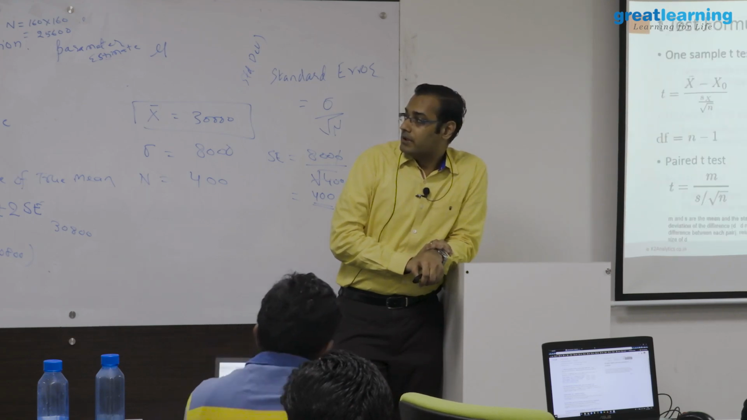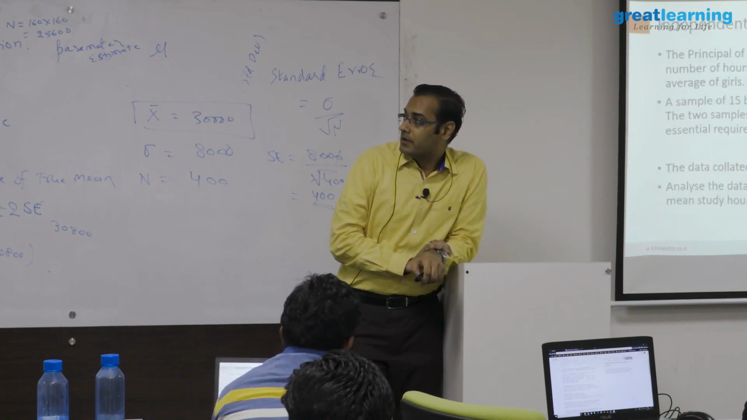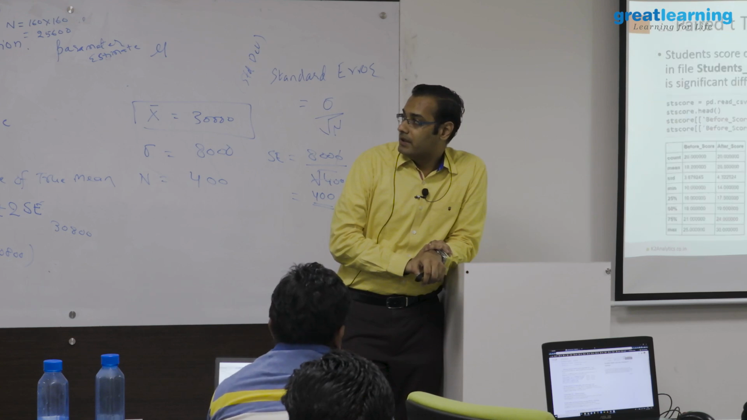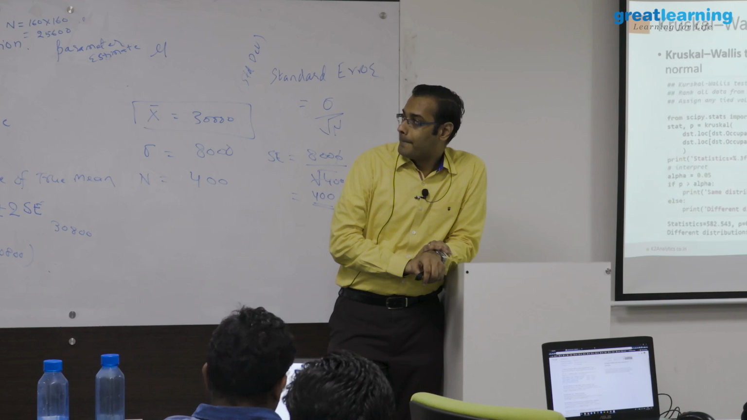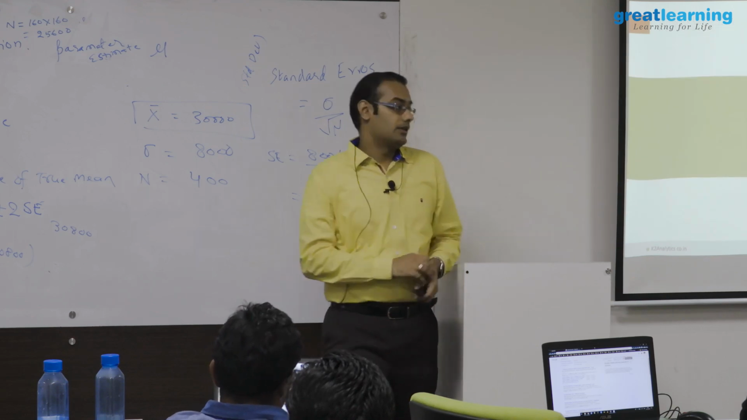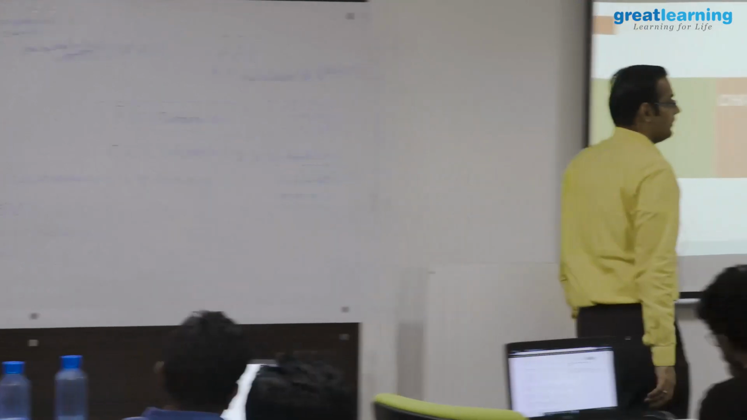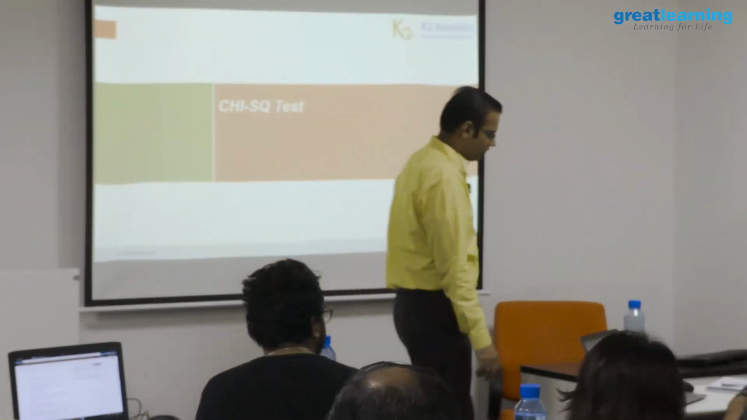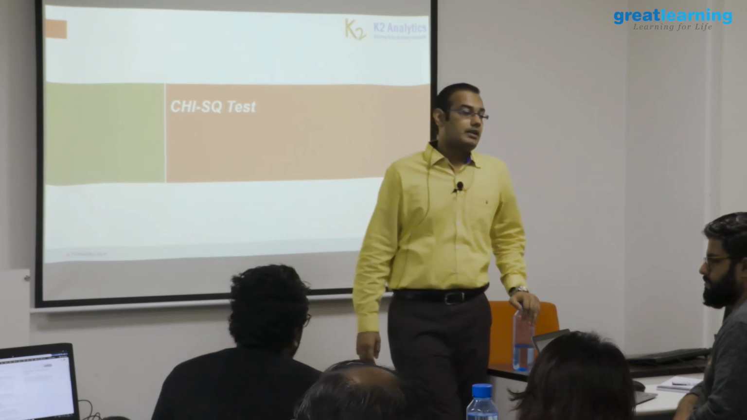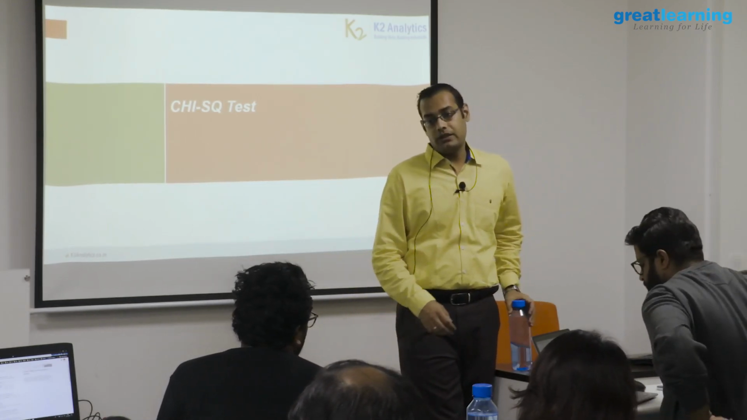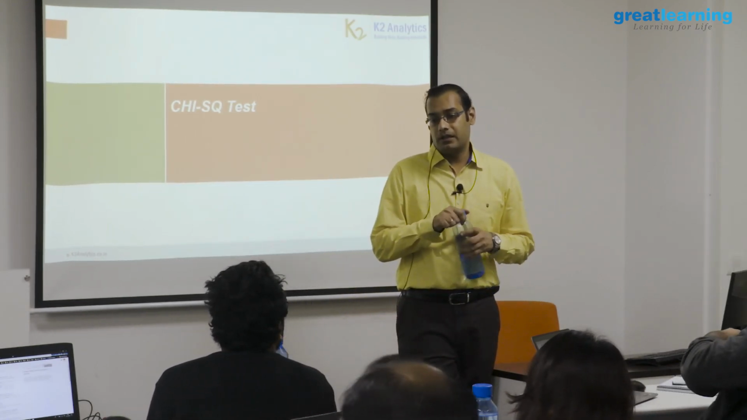So I have completed the sample size. I don't think I skipped any slide in between. ANOVA we have done. Now chi-square. All the tests that we have done so far are parametric. So now one important non-parametric test is chi-square. Chi-square is a non-parametric test.